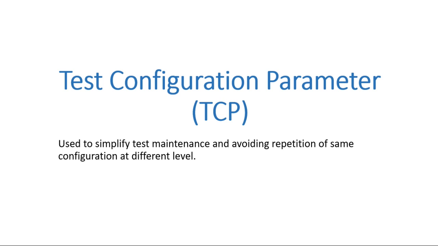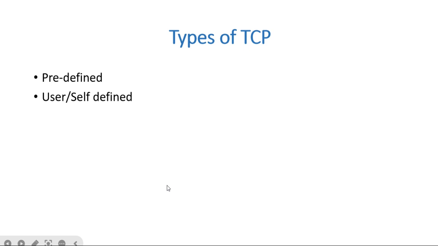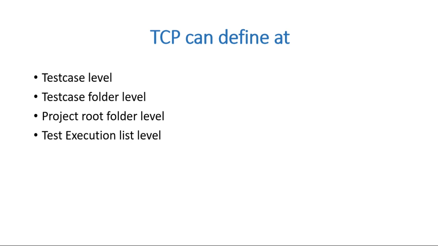This is one of the features available in TOSCA, which is used to simplify test maintenance and avoid repetition of the same configuration at different levels. There are different types of configuration parameters: predefined and user or self-defined configuration parameters. TCP can be defined at different levels, like test case level, test case folder level, project root folder level, or test configuration, test execution list level.